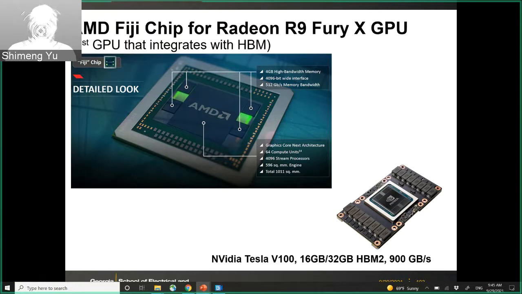For example, Tesla V100, one of the high-performance NVIDIA GPUs used for machine learning and deep learning acceleration, is equipped with either 16 GB or 32 GB HBM2, and this one reached around 900 GB per second in terms of system bandwidth.